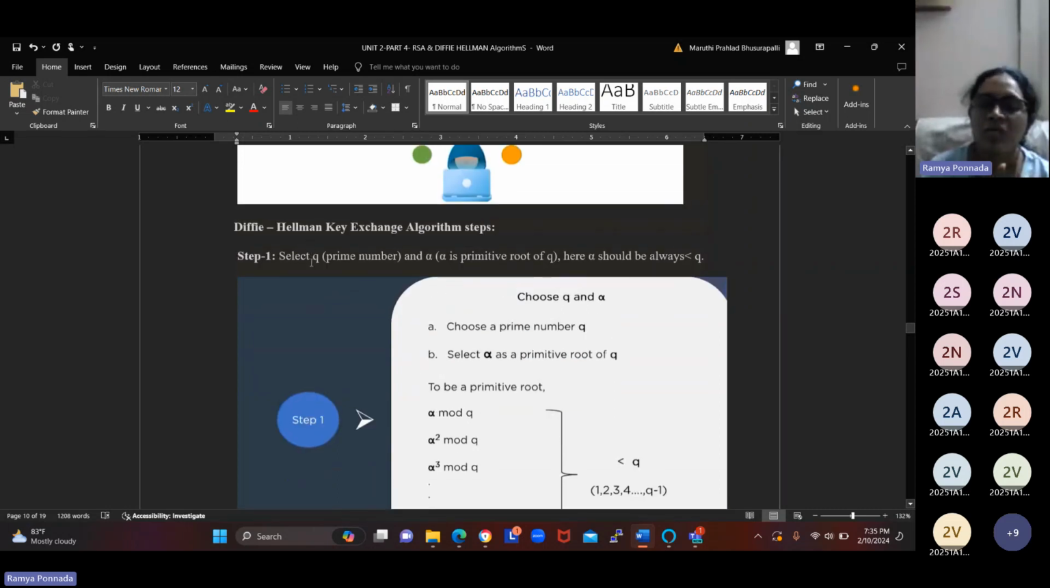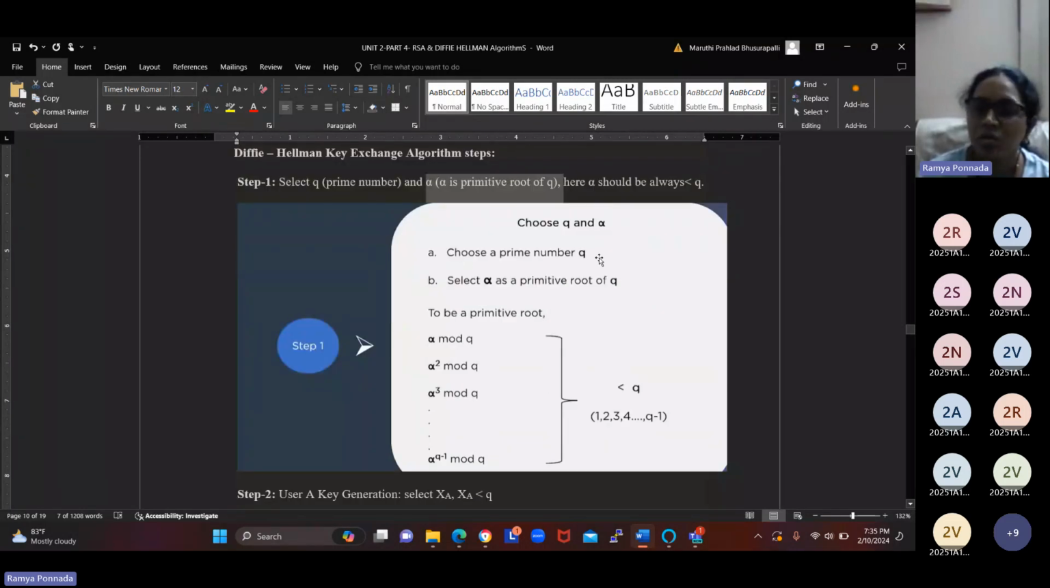If q is your prime number, and alpha is a primitive root of q, then whatever this alpha value is, since it is the root of q, it should always be less than q. Here this is the rule: alpha should always be less than your q.